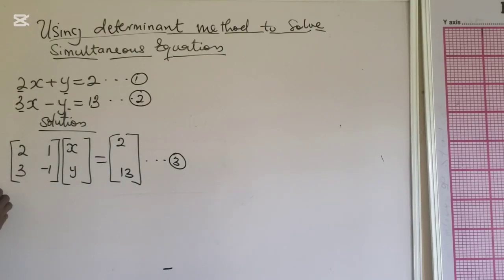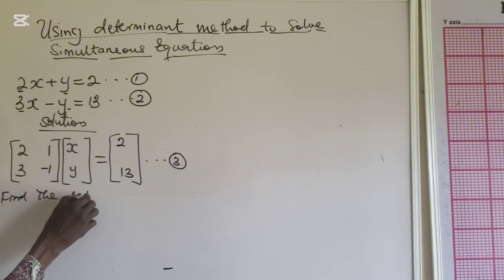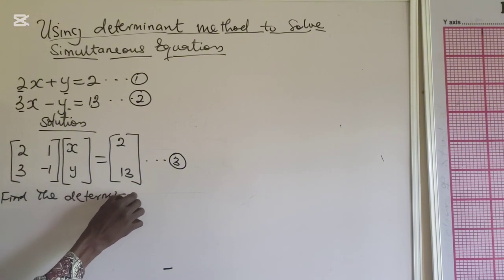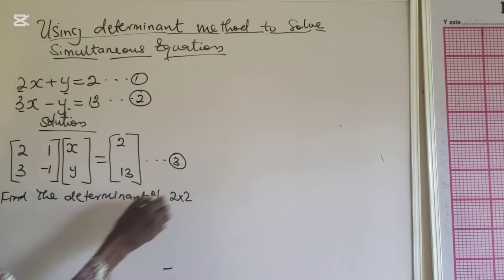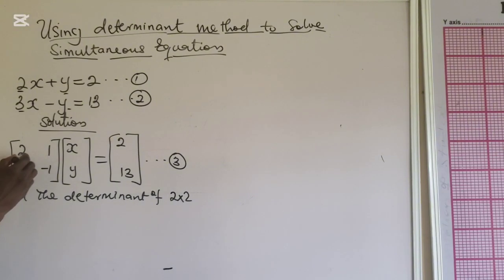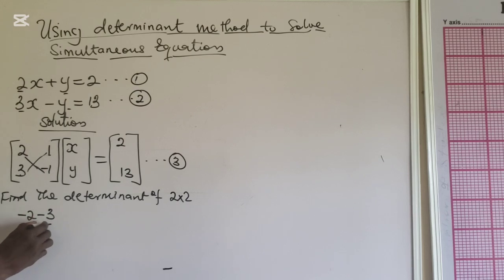Now, what we will do is to find the determinant of this 2 by 2 matrix. When you are asked to find the determinant, the leading diagonal is this, the minor diagonal is this. 2 times minus 1 is minus 2. Then minus 1 times 3 is minus 3. Minus 2 minus 3 is minus 5.